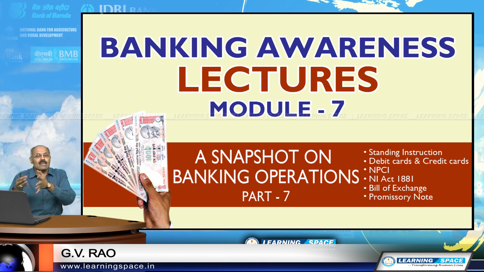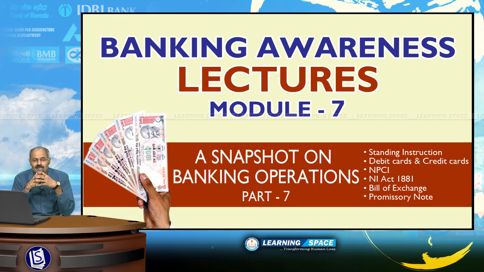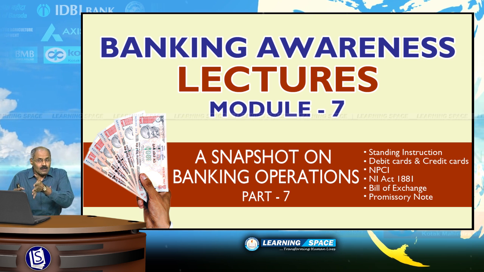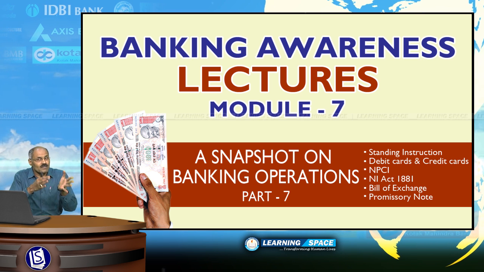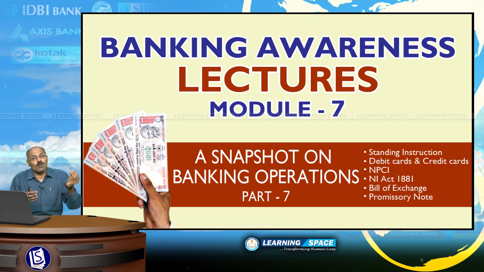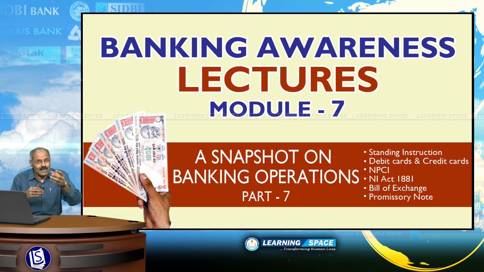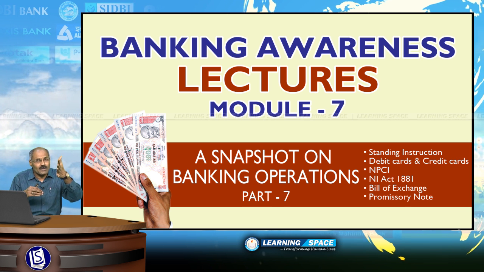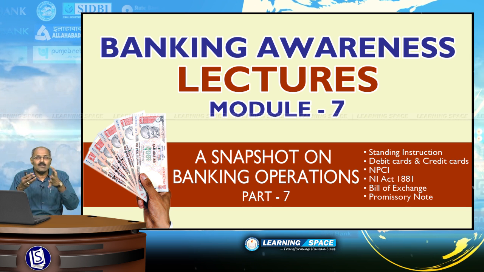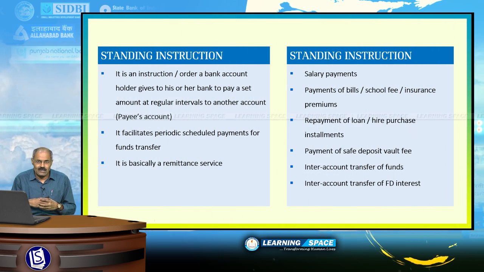We are discussing in detail the banking operations, and in this module we are going to discuss standing instruction, what is meant by standing instruction, debit cards and credit cards, what is the difference between debit cards and credit cards, NPCI, what is NPCI and what is its role, then what is meant by Negotiable Instrument Act of 1881, and what is the difference between bill of exchange and a promissory note. So, these issues we are going to discuss in this lecture, and the first one is standing instruction.